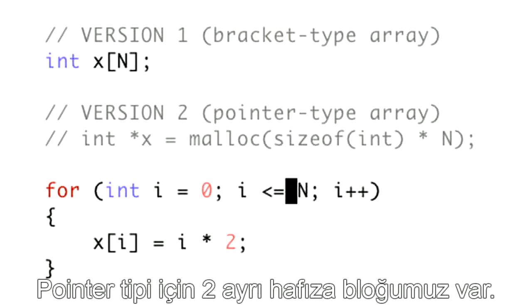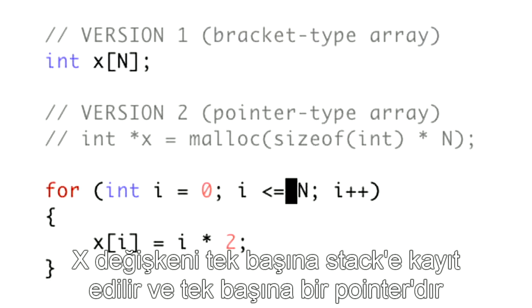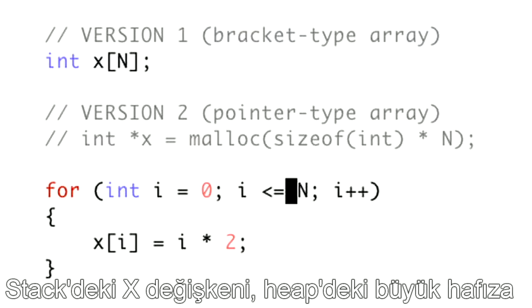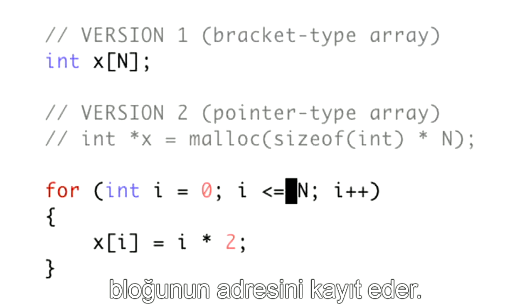For the pointer type, we have two separate blocks of memory. The variable x itself is stored on the stack and is just a single pointer, but the big block of memory is stored on the heap. The variable x on the stack just stores the address of the big block of memory on the heap.